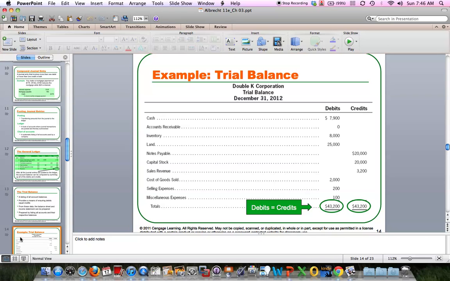They give us an example of a trial balance in the book. You don't get to see one until page 96. But they'll walk us through some examples of posting from the journal to the ledger. You'll see some examples on pages 92, 93, and 94, and then you finally get to see the trial balance on page 96. So roughly between pages 92 to 96.